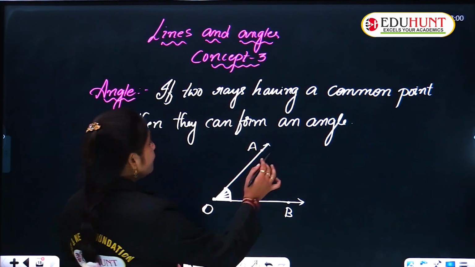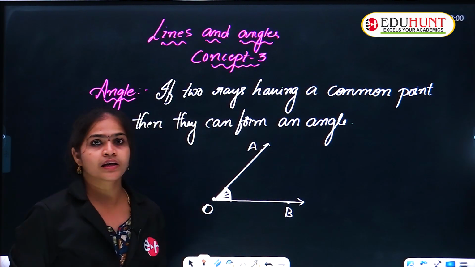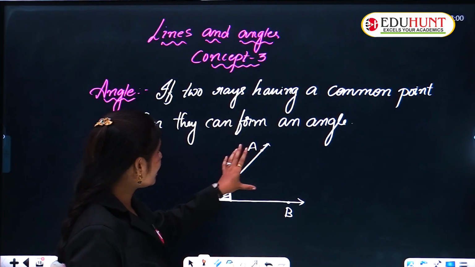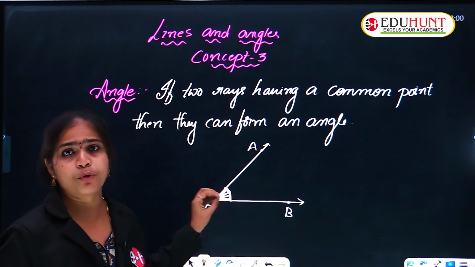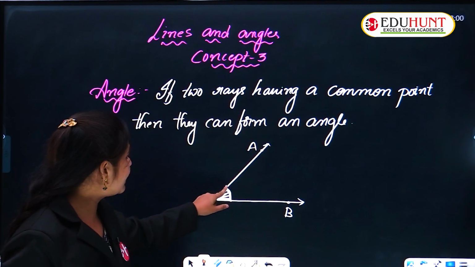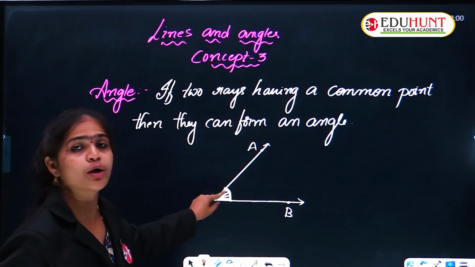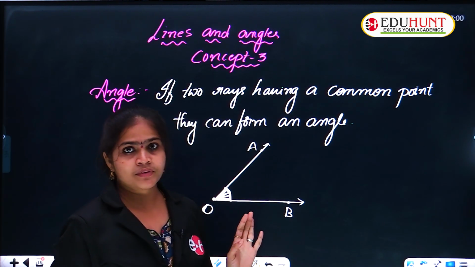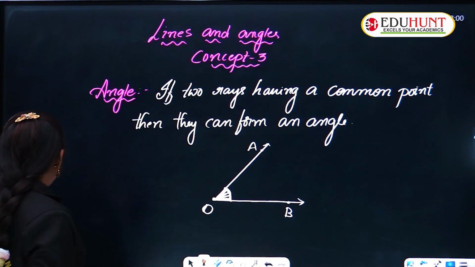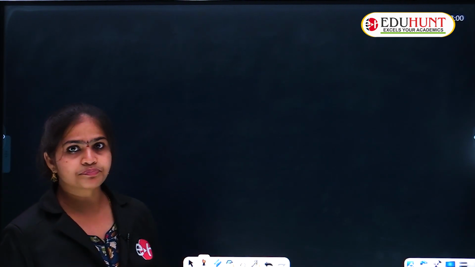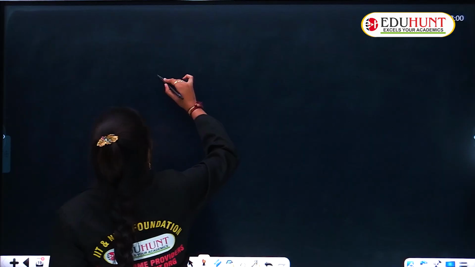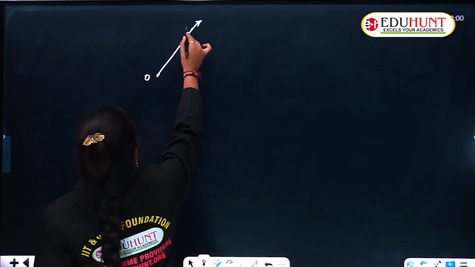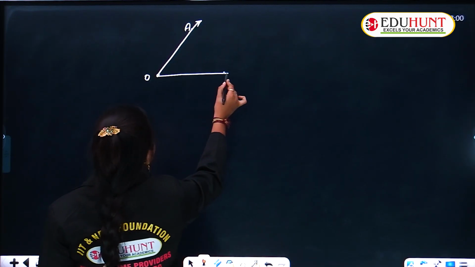Understood? Now, what are the parts of this angle? By joining two rays having a common point, the union or region formed at the common point of the two rays is called an angle. Here we have drawn this as OA and this as OB.